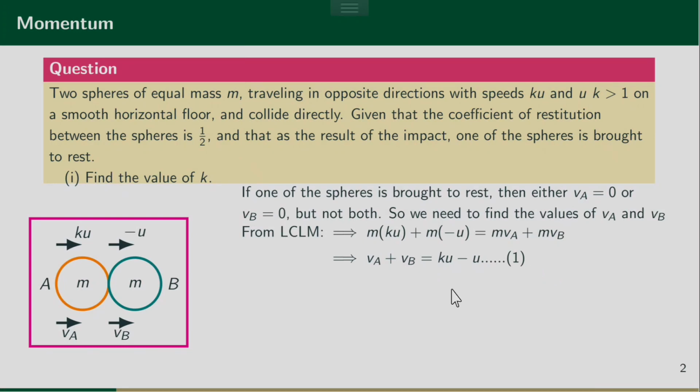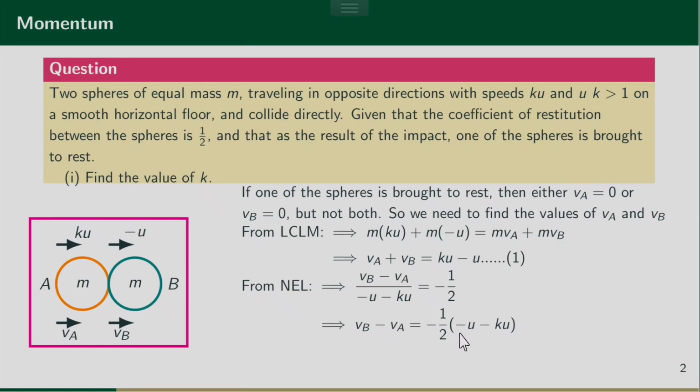Let me also use the idea of Newton's experimental law, and I'll have that from Newton's experimental law, their speed of separation, which is VB minus VA, divided by their speed of approach, which is negative U minus KU, is equal to negative E, and E was given as half. Now, I can just multiply both sides by this denominator so that it cancels out and move on to the right-hand side of the equation. And so I'll be having VB minus VA is equal to negative half into negative U minus KU.